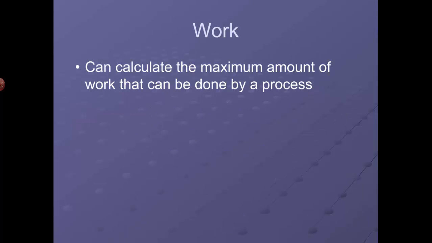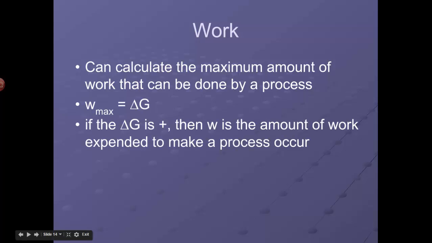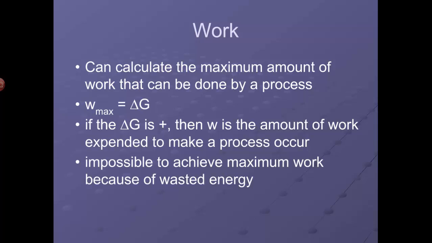Finally, we want to do work with this free energy. Okay? We can calculate the amount of work that can be done. Work, the maximum amount of work, is what delta G is. Delta G is the capacity to do work. It's energy available to do work. So if the delta G value is positive, then that means you have to do work on the system to make the process happen. Okay?